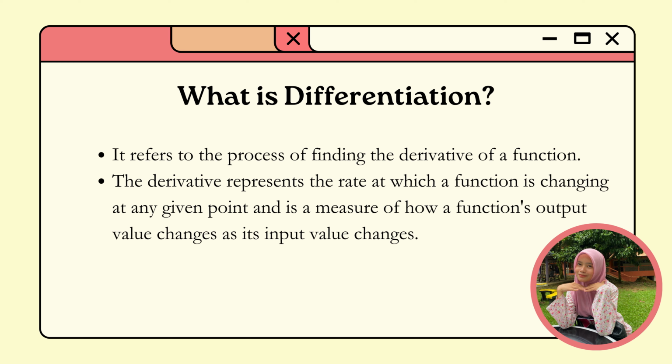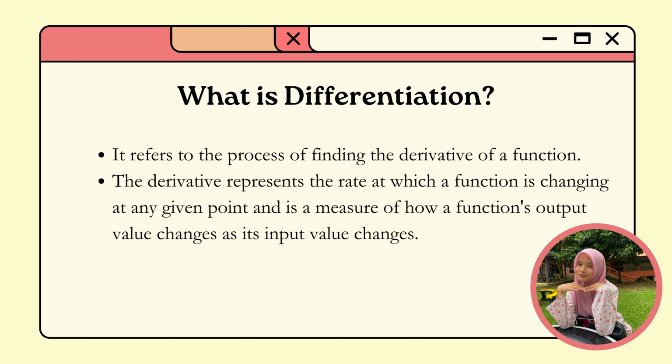Hi everyone, my name is Risha Alia and I will present to you on the topic of differentiation in calculus. Let's begin with some background information to understand the importance of differentiation. So, what is differentiation? Differentiation refers to the process of finding a derivative of a function. The derivative represents the rate at which a function is changing at any given point and is a measure of how a function output value changes as its input value changes. In simpler terms, it's about understanding how a small change in the input of a function affects its output.